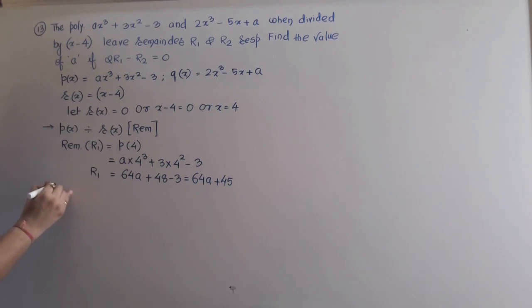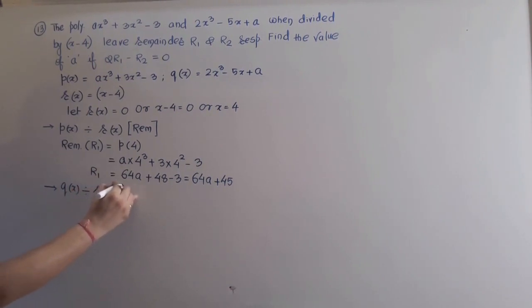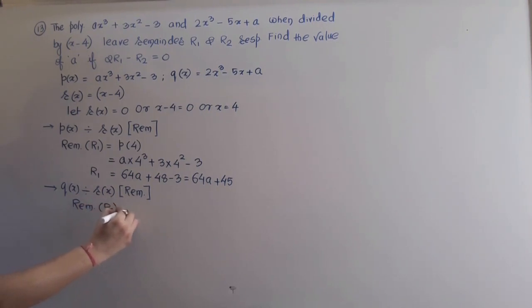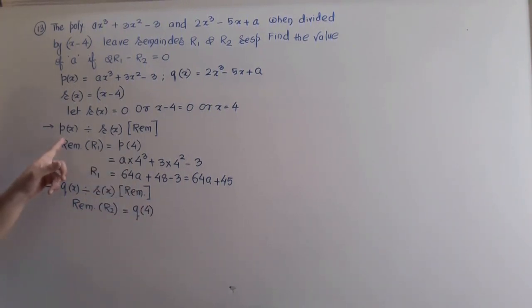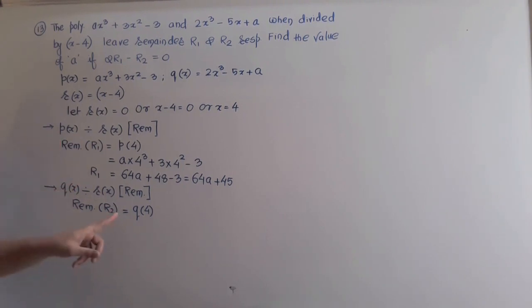Now similarly I am dividing q of x by r of x. When q of x is divided by r of x, what can be the remainder? That remainder I am supposing as r2. So remainder r2 we can find out by keeping the value of x equal to 4 in q of x. As we kept it in p of x and got the remainder r1, similarly when I keep x equal to 4 in q of x, I will get the remainder. Okay, now let us see further.